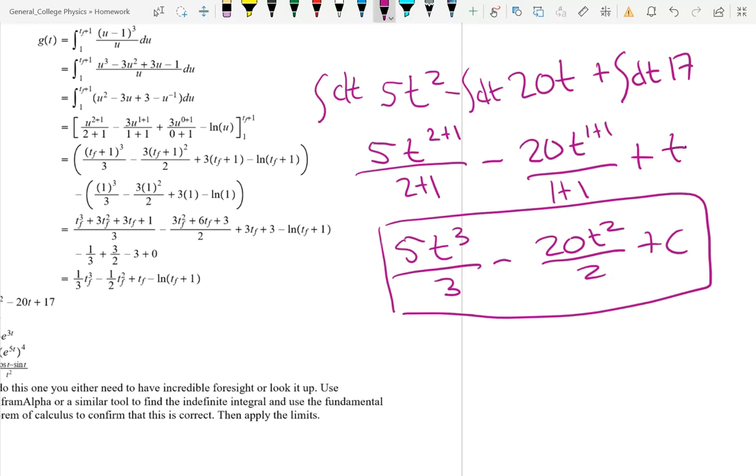And don't put the c back, because that was the other mistake. Don't put the c back. Okay. And don't forget the 17. There was a 17 multiplied by the dt, so it's 17t.